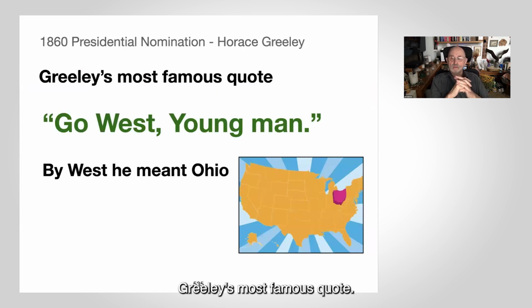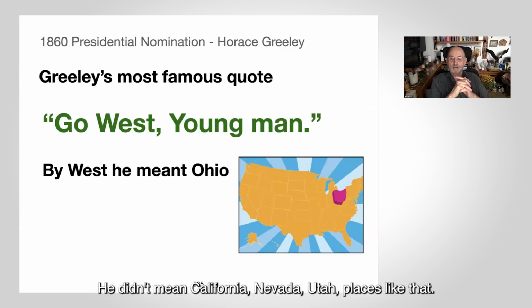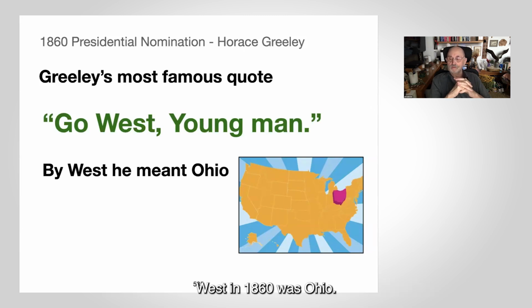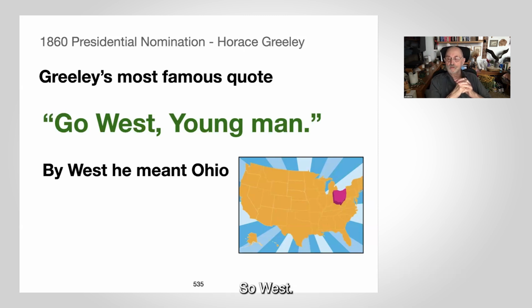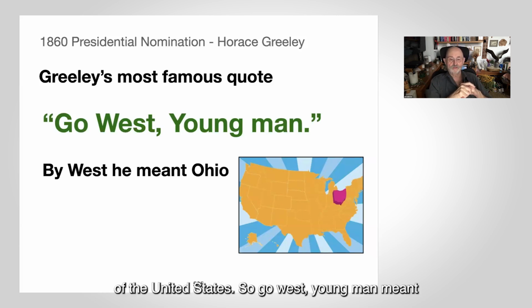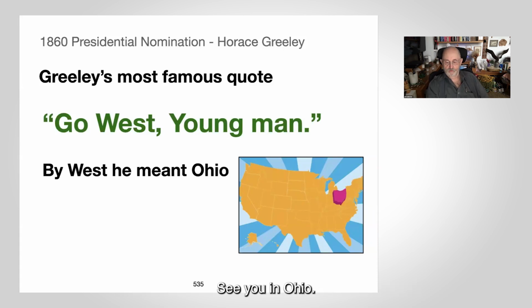Greeley's most famous quote in his newspaper was "Go west, young man." But by west, he didn't mean California, Nevada, Utah, places like that. West in 1860 was Ohio. He was talking about people getting into Ohio, and they have great farmland there and so forth. So west is a term that is indicative of the date. So in 1860, the West isn't very far west from the Atlantic Ocean. It isn't on the Pacific side of the United States. So "Go west, young man" meant see you in Ohio.